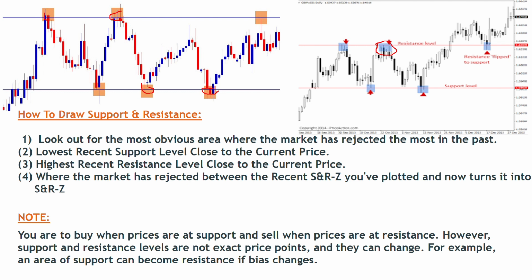Then the fourth one is where the market has rejected between the recent support and resistance levels you've plotted and turned them into support and resistance levels. Between the levels which you've plotted, there are some active zones. You can still plot them, extend them to the future, and then you can look for other zones, like the zones after the resistance zone and the zones before the support zone.